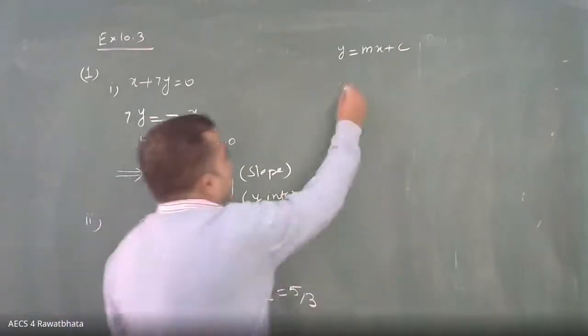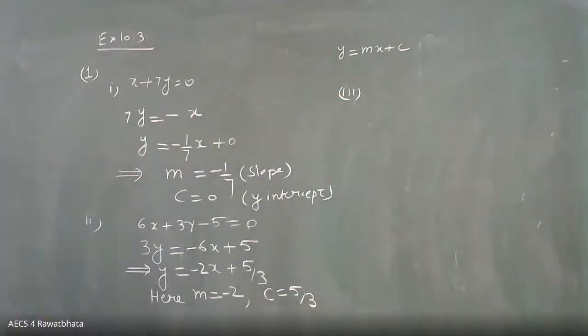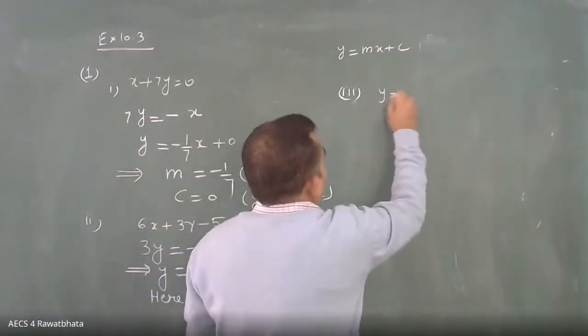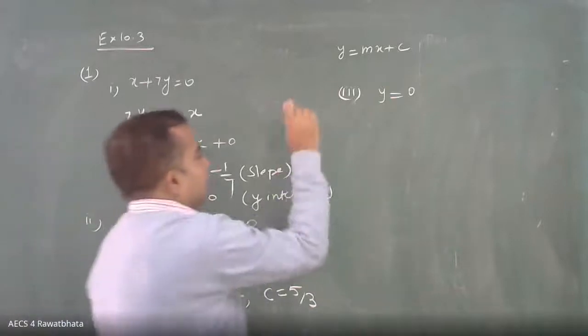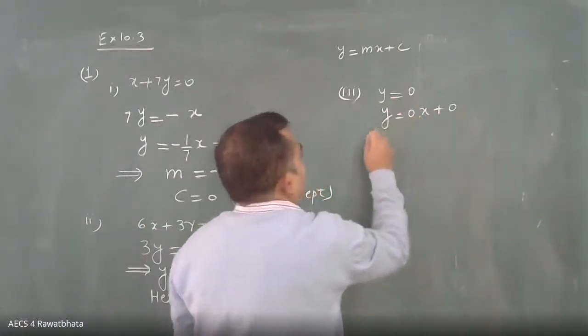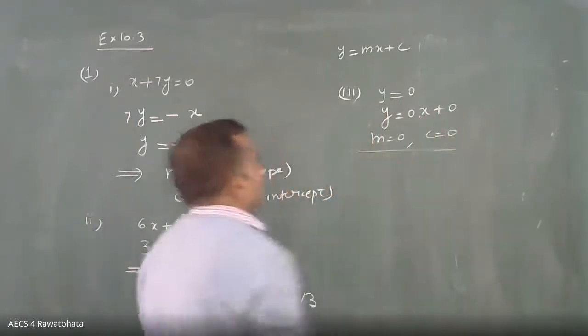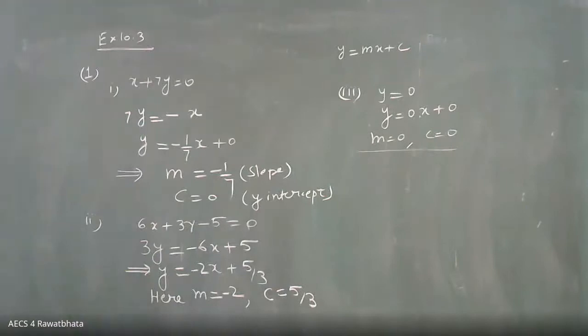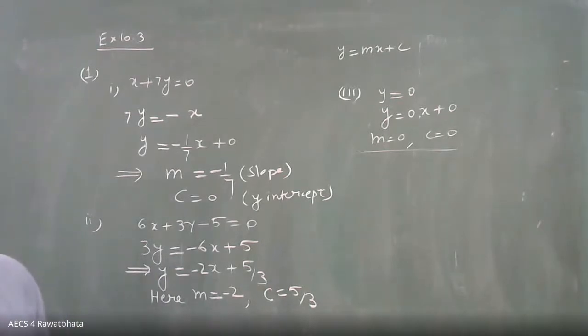And Tanmay, what is the third part? y equal to 0. So everything is 0 on the right hand side, but you can write it in the mx plus c form. So y equal to 0x plus 0 can be written. So here m is 0 and the y-intercept c is also 0. So this was to write in slope intercept form y equal to mx plus c. Okay, so let us see question 2.